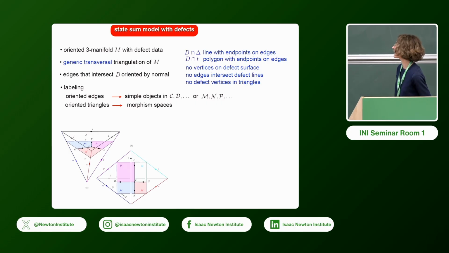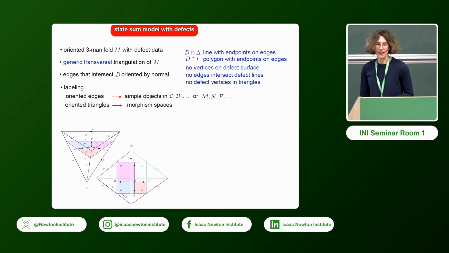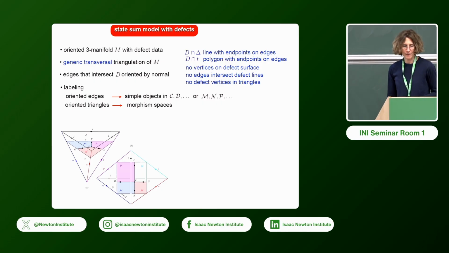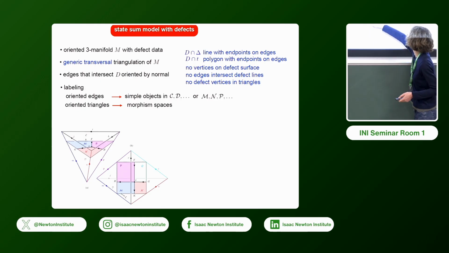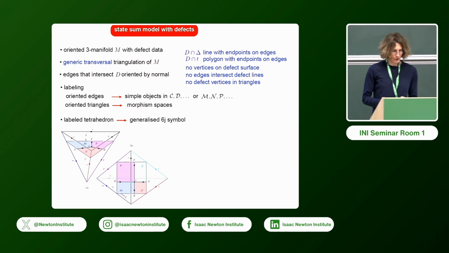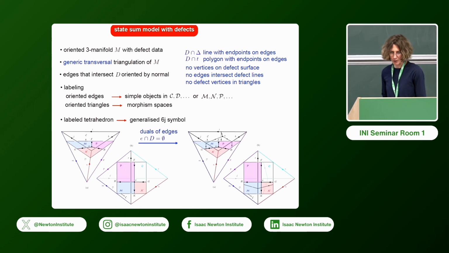And to the oriented triangles, we can then again assign morphism spaces, and these morphism spaces depend, of course, on the data. So the morphism space will be different if there's an endpoint of a defect line in the triangle. And to a labeled tetrahedron, we can then assign a generalized 6J symbol. So how is this constructed?